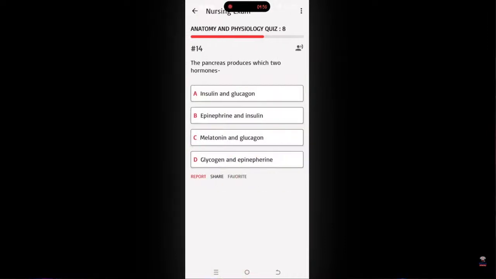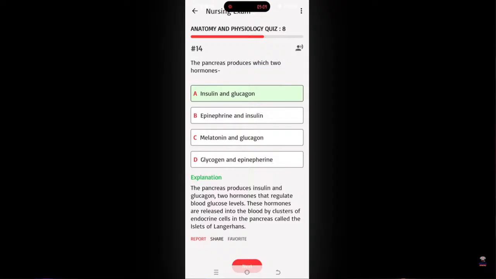The pancreas produces which two hormones? A. Insulin and glucagon, B. Epinephrine and insulin, C. Melatonin and glucagon, D. Glycogen and epinephrine. Correct answer. The pancreas produces insulin and glucagon, two hormones that regulate blood glucose levels. These hormones are released into the blood by clusters of endocrine cells in the pancreas called the islets of Langerhans.